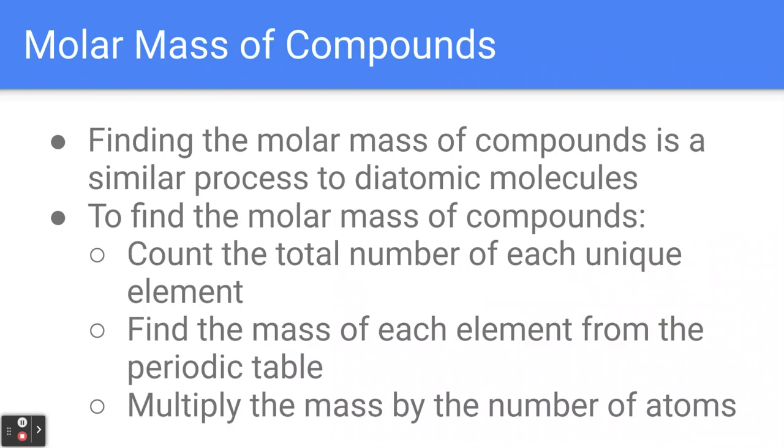Now, the molar mass of compounds is very similar to the process of diatomics. What I mean by that is you're going to actually have to think about what atoms and how many of them are there in a compound to be able to figure out that mass.